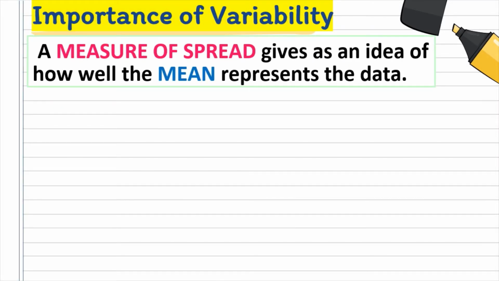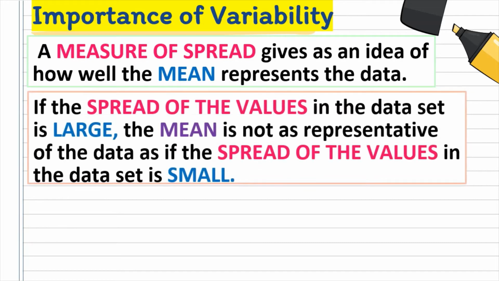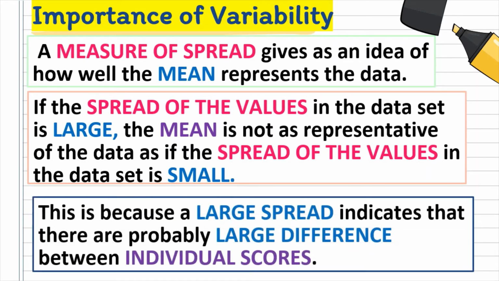Importance of variability: a measure of spread gives an idea of how well the mean represents the data. If the spread of the values in the data set is large, the mean is not as representative of the data as if the spread of the values in the data set is small. This is because large spread indicates that there are probably large differences between individual scores.